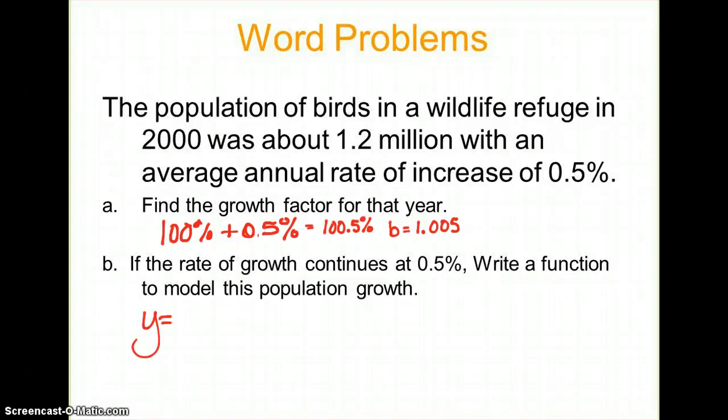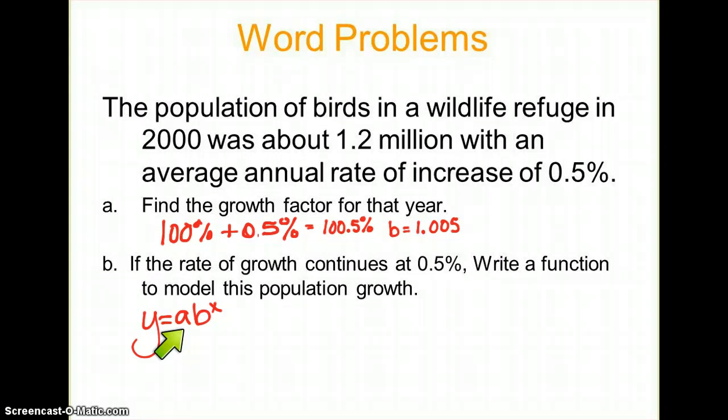Now, the next part does ask me to actually write the function. So I'm starting out with the generic y equals a times b to the x, and we already know what we're going to be using for b because we found that in the last part. The only other missing part is a. Well, a is your multiplier here. This tells me what is the amount that I started with. How much did I originally have?